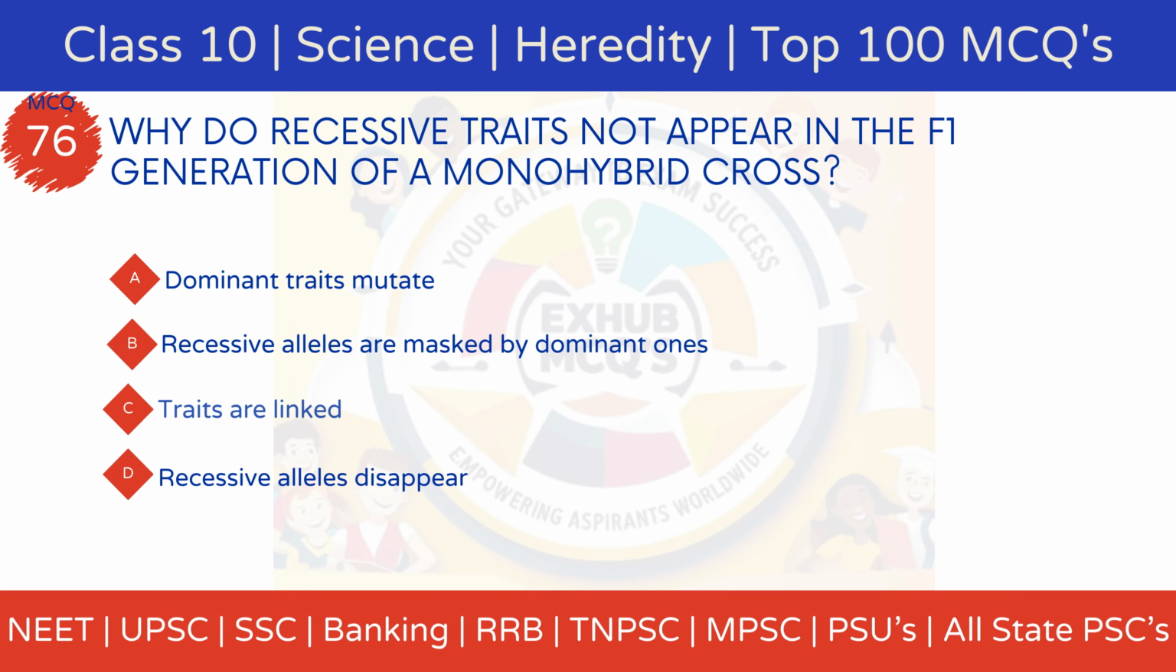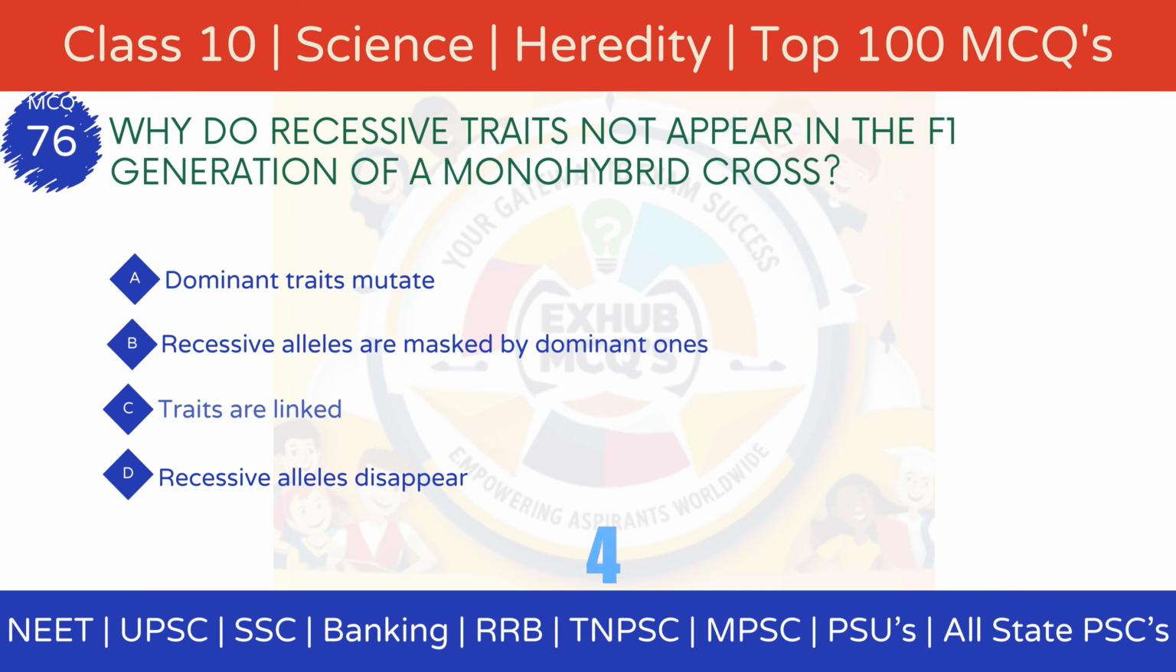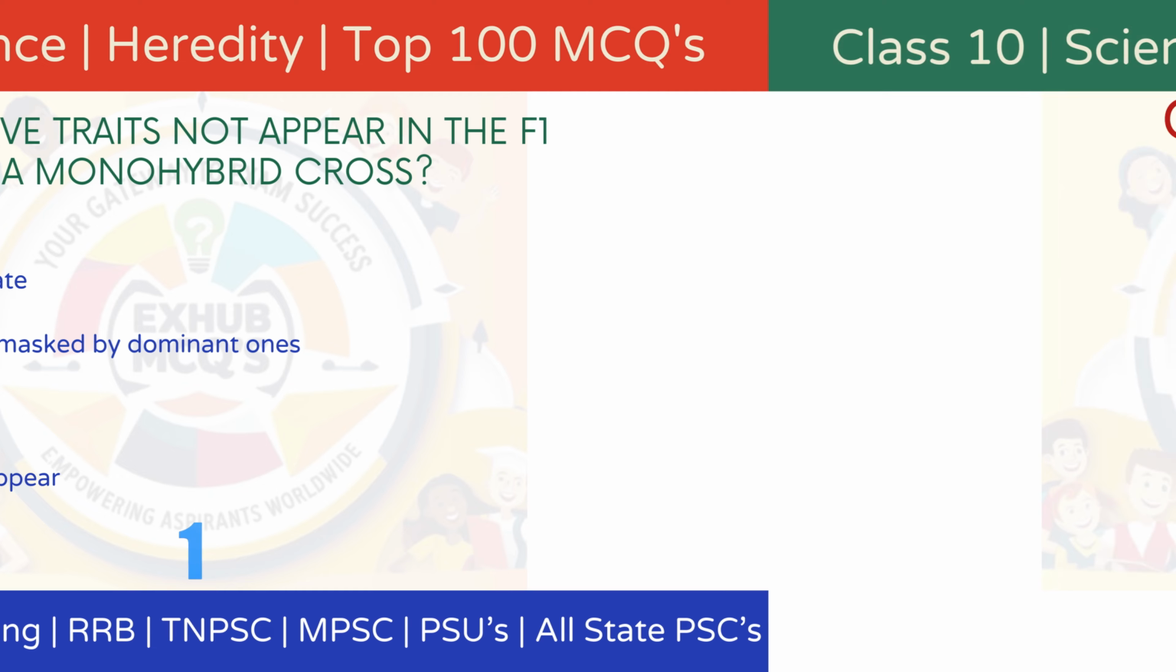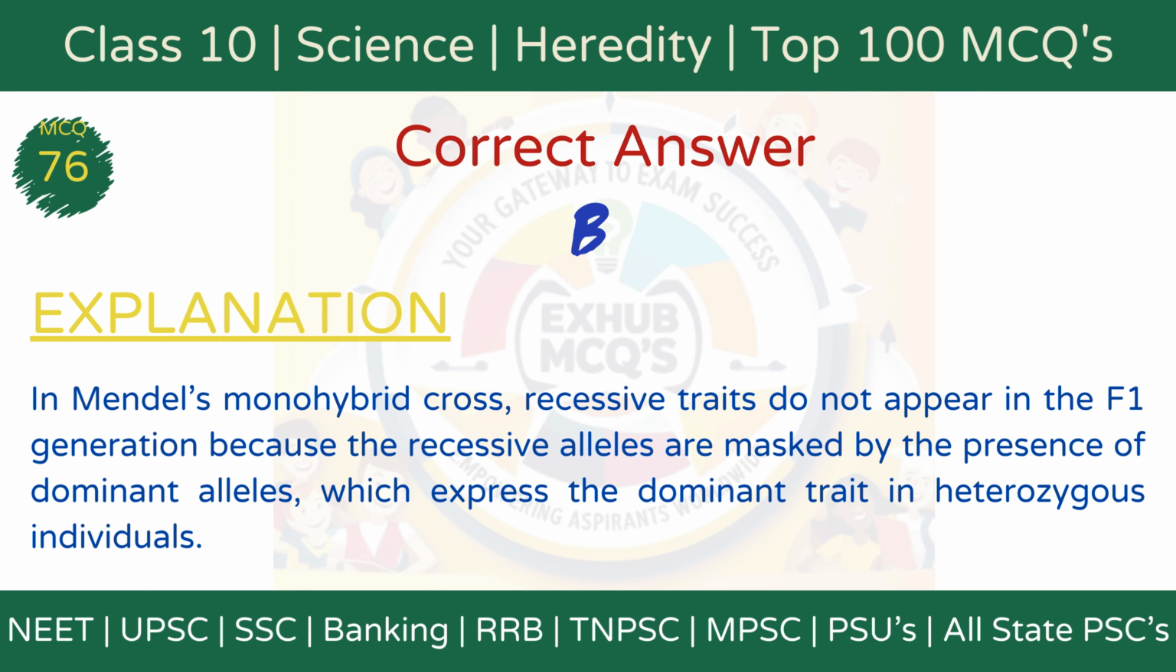MCQ 76. Why do recessive traits not appear in the F1 generation of a monohybrid cross? Option A, dominant traits mutate. Option B, recessive alleles are masked by dominant ones. Option C, traits are linked. Option D, recessive alleles disappear. The correct answer is option B. Recessive alleles are masked by dominant ones.